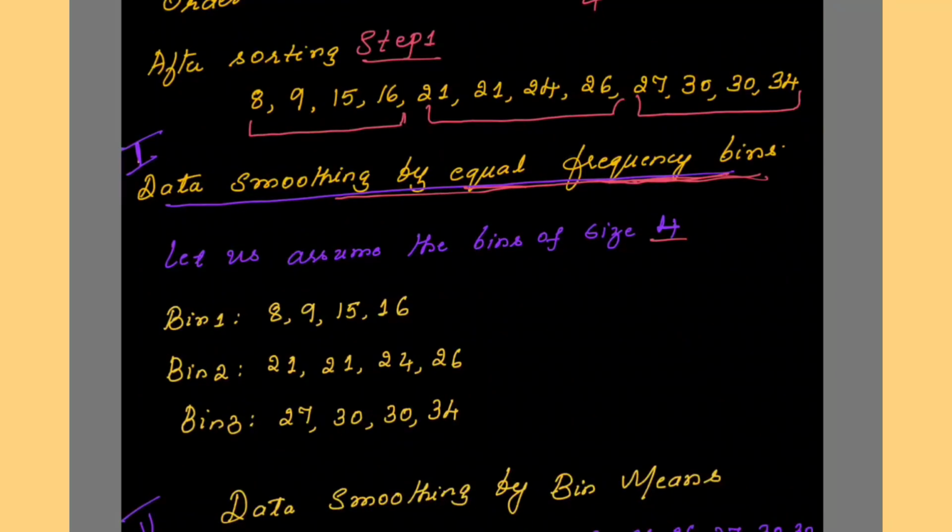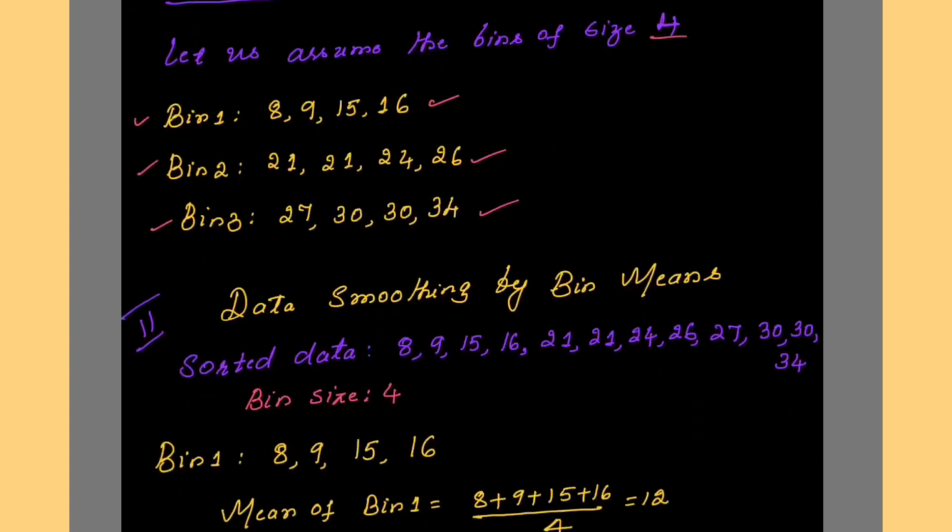So your solution is very simple here. Bin 1 will have 8, 9, 15, 16. Bin 2 will have 21, 21, 24, 26. Bin 3 will have 27, 30, 30, 34. So this is what equal frequency bins are. In each bin you have an equal number of elements. Next one is data smoothing by bin means.